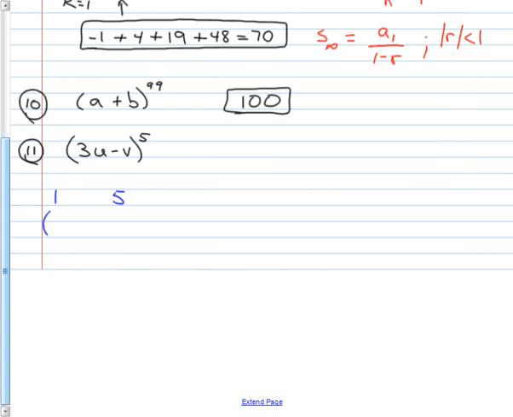This is 5, because it's the 5th power. This is 5, choose 0. This is 5, choose 1. The next one is going to be 5, choose 2. I don't know, what is that? You can try that. Combination of 5 things chosen 2 at a time. 10?